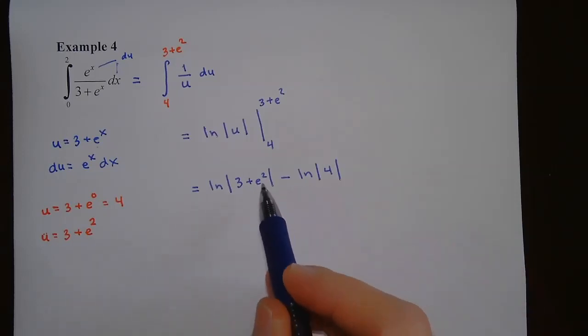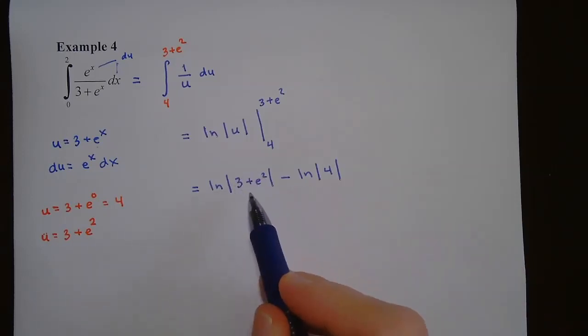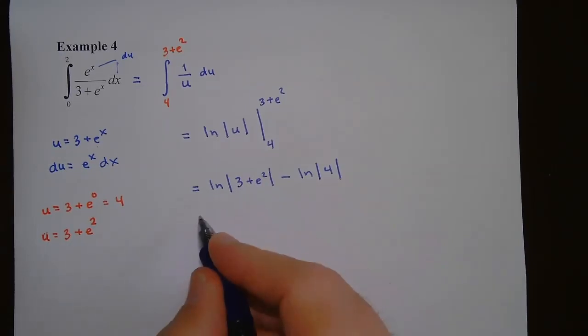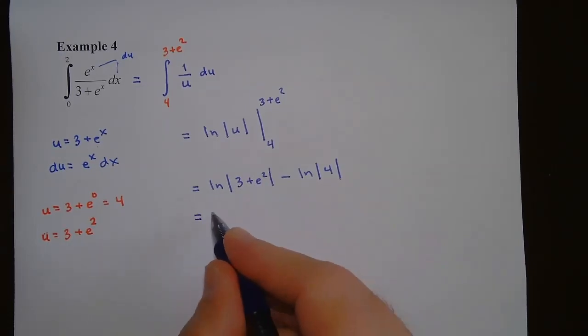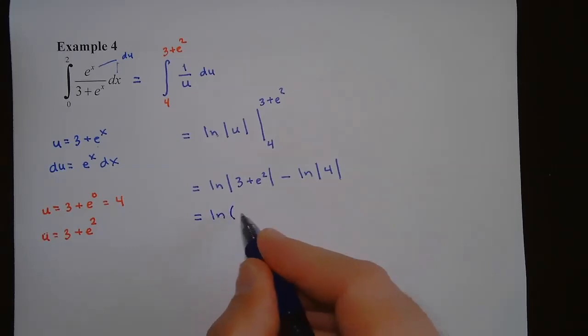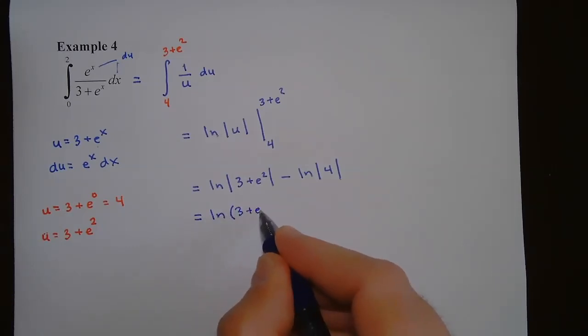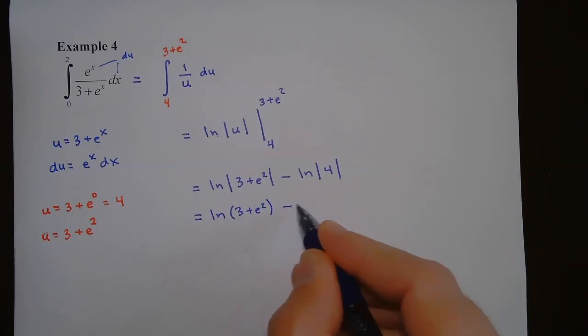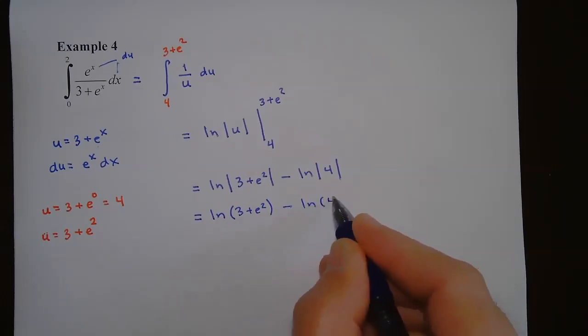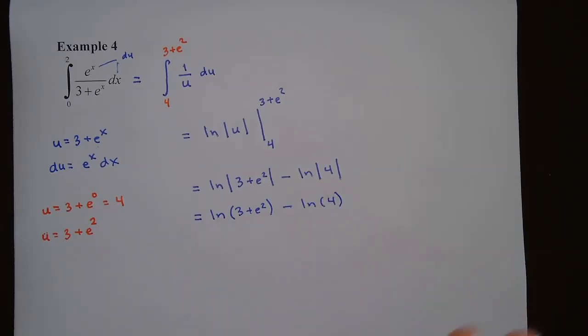We would only need the absolute value if this turned out to be negative, and we would need to keep it then. All right, so then we can rewrite this now as the natural log of 3 plus e squared minus the natural log of 4. And that's a perfectly valid answer. However, there's a logarithm property that we could use to do one more step.